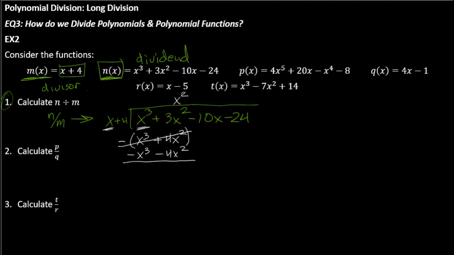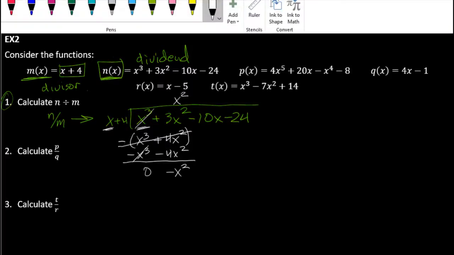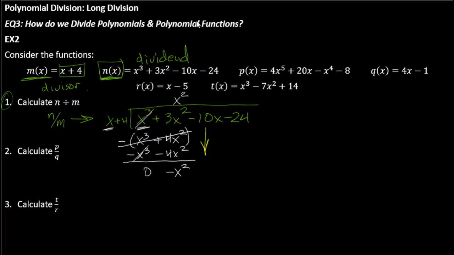So we're going to start on the right. So 3x squared minus 4x squared. Well, that leaves me with negative x squared. X cubed minus x cubed. That leaves me with 0. Then we just bring down the next number. So I'm going to switch colors here. Okay, so negative 10x is what we're going to bring down.